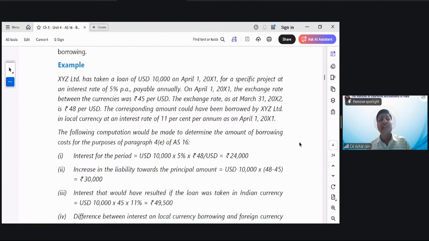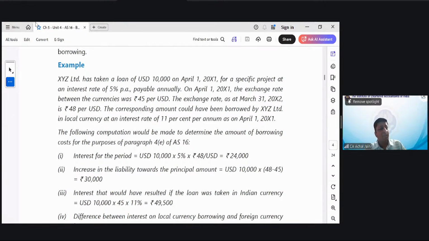So that's why what do you do? Now you will restate the liability. From 45, you will move it to 48. So what is the difference that you have? Foreign currency amount into the difference in the conversion rates that you apply. So what do you get? You get this loss of 30,000. Clear on this? So are you now clear?